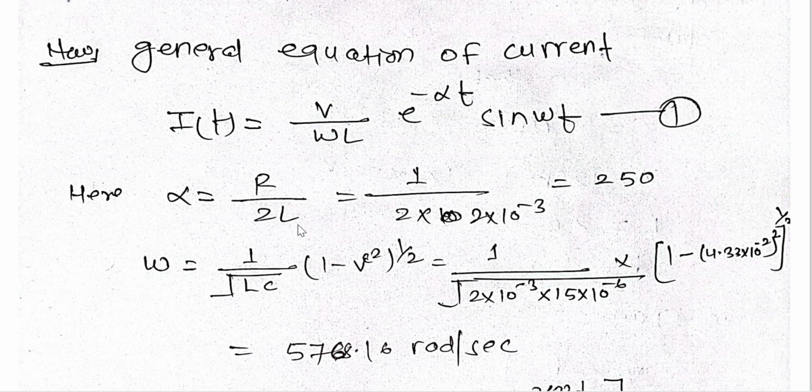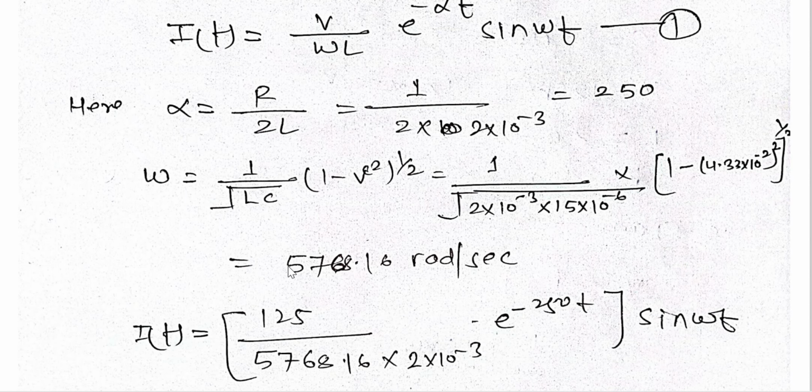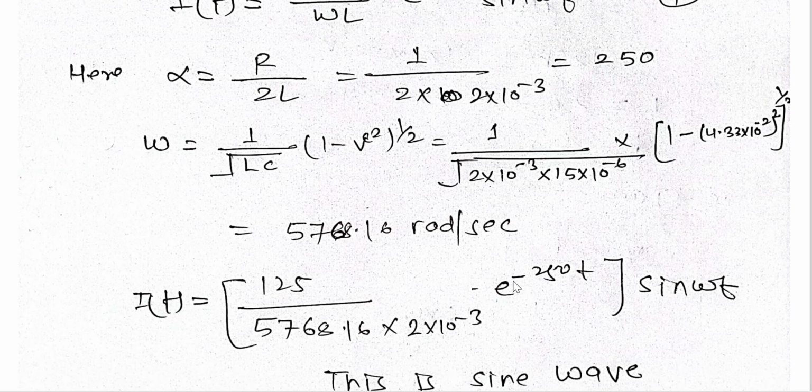The value of alpha is R upon 2L, we can get 250, and omega equals 1 upon root under LC, 1 minus b square whole to the power 1 by 2, we get 5768.16 radian per second.